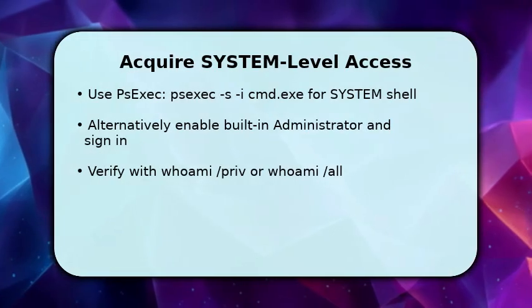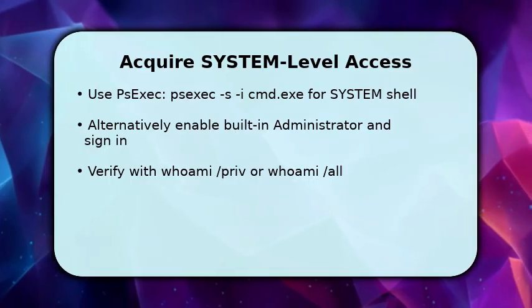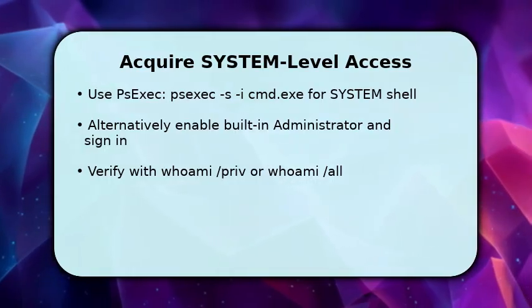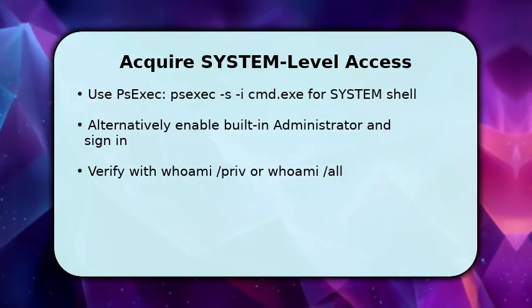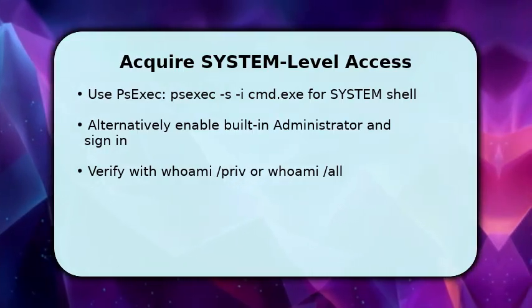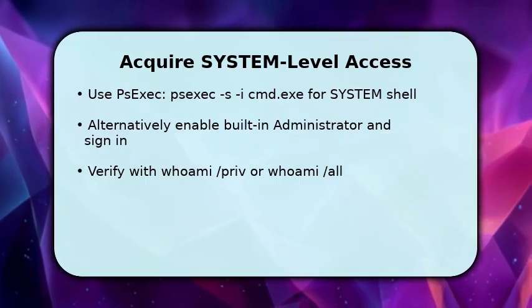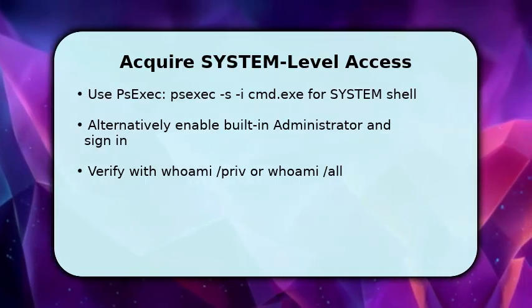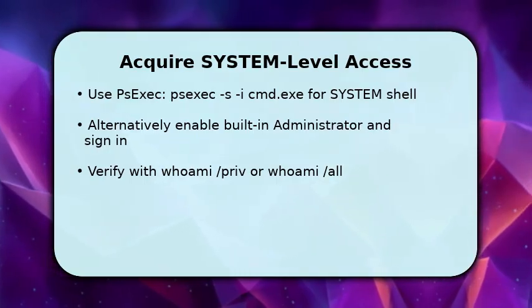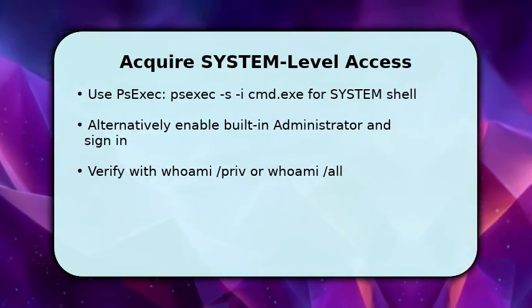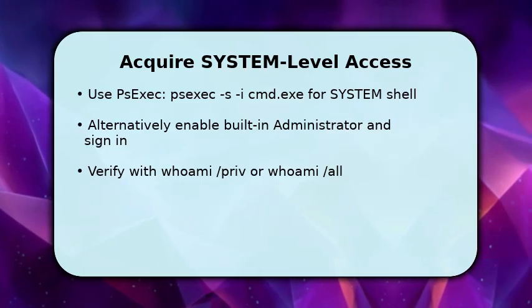Now move from administrator to the system context, because system error 5 often blocks even admins. The reliable method is PsExec. Download PsTools, then run psexec -s -i cmd.exe to spawn a system interactive shell. This bypasses many permission checks. Alternatively, enable and sign into the built-in administrator account if PsExec is unavailable.